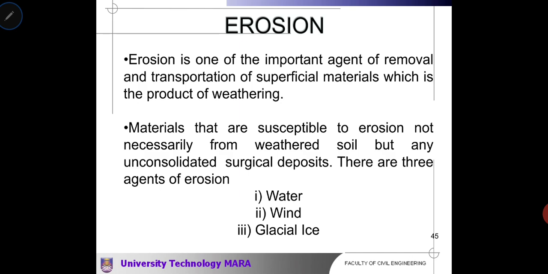So next, when we have already learned about the rate of weathering and the many factors that accelerate weathering, now you need to learn about erosion. Erosion is one of the important agents of removal and transportation of superficial material, which is the product of weathering. Materials that are susceptible to erosion are not necessarily from weathered soil but any unconsolidated superficial deposit. There are three agents of erosion. Number one is water, then wind, and also glacial ice.